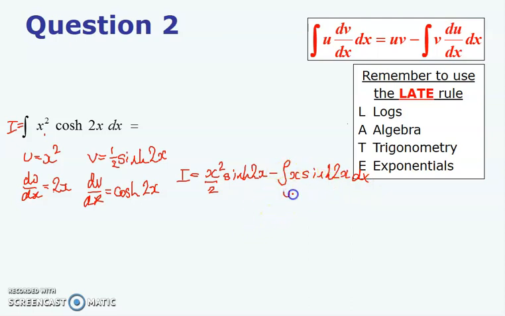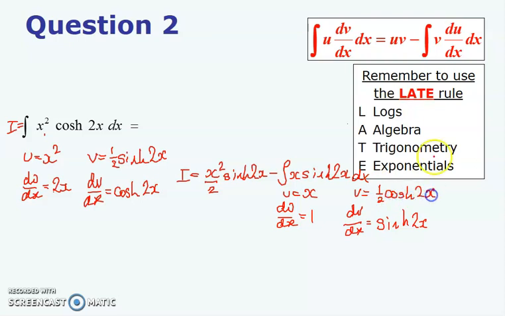So let's get straight in. u equals x, du by dx is now 1, which is what you want. Your v and your dv by dx. So what have we got here? This time we've got shine 2x. So when I integrate that, I get a half of cosh 2x. So I come over here, I chuck all that back in my I.